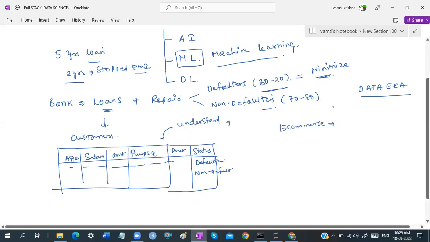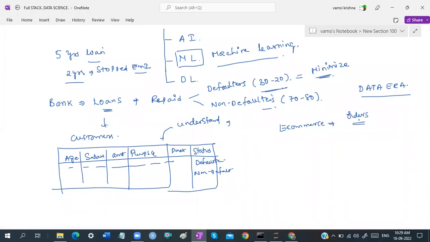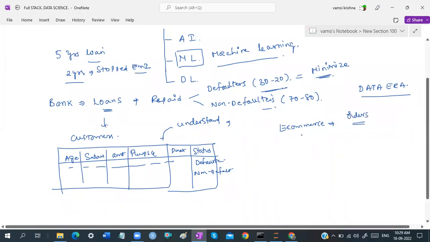Normally, in earlier days, they used to store only the orders data, whenever we placed some orders. Whenever a customer places an order on the e-commerce site, only that information was stored. Now it is not like that. Whenever we browse the items on an e-commerce site, even if we don't place any orders, all that information is going to be stored.